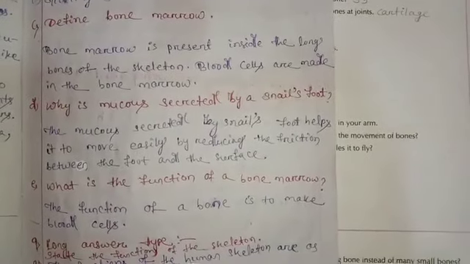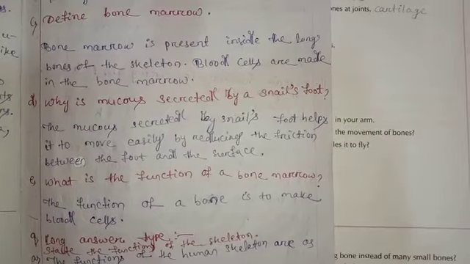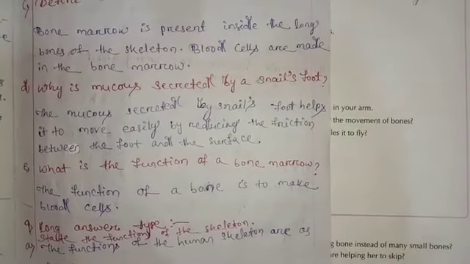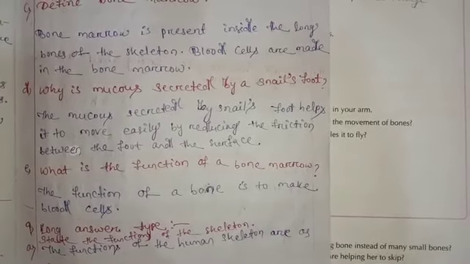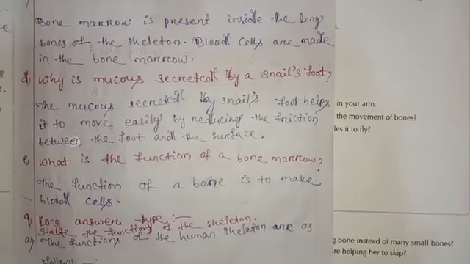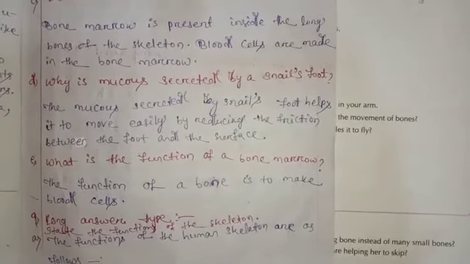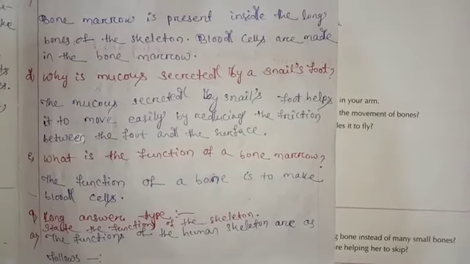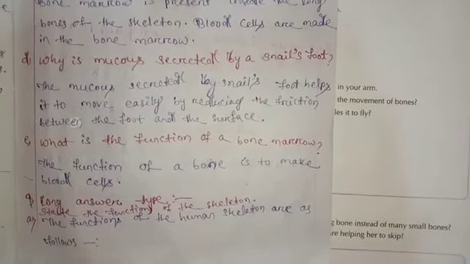Why is mucus secreted by the snail's foot? The mucus secreted by the snail's foot helps it to move easily by reducing the friction between the foot and the surface. What is the function of bone marrow? The function of bone marrow is to make blood cells.